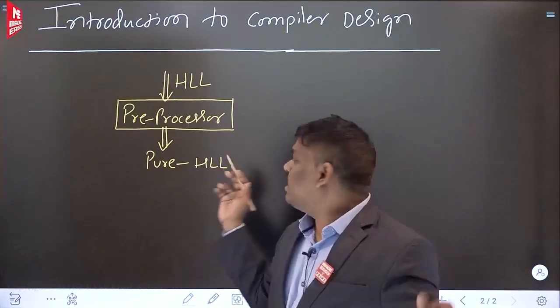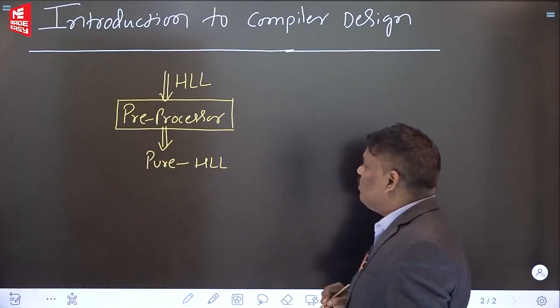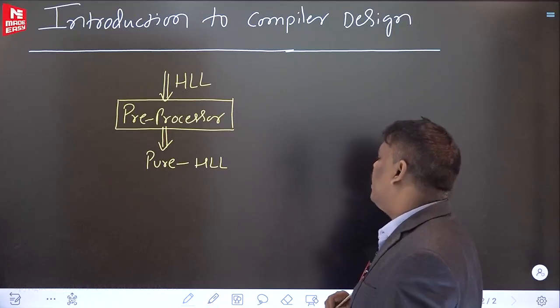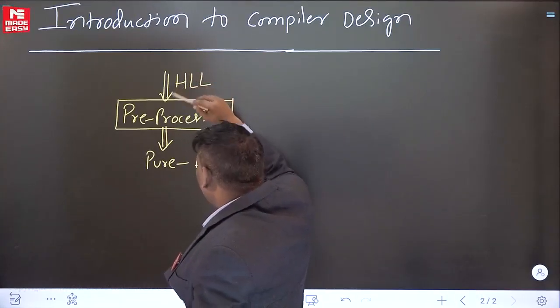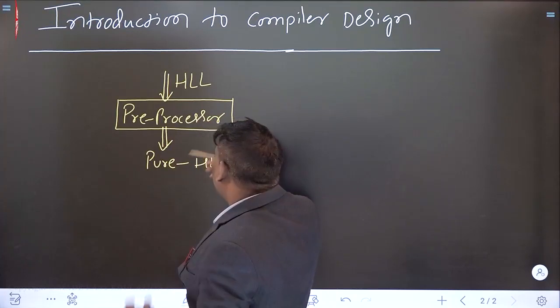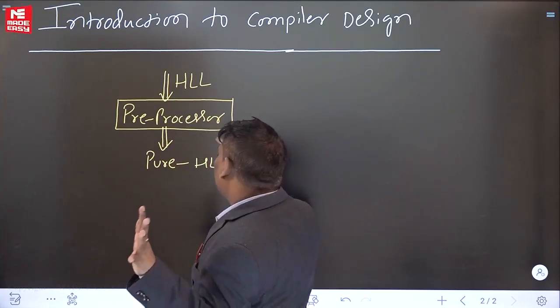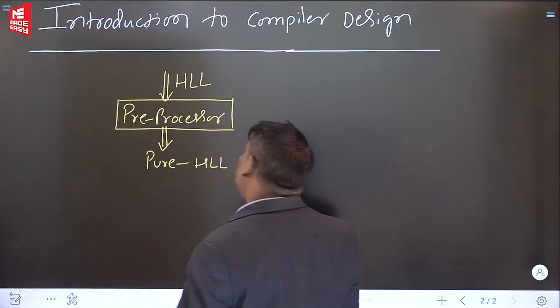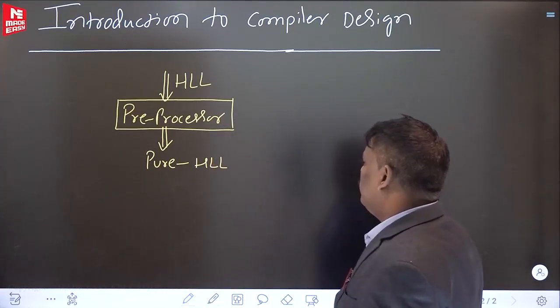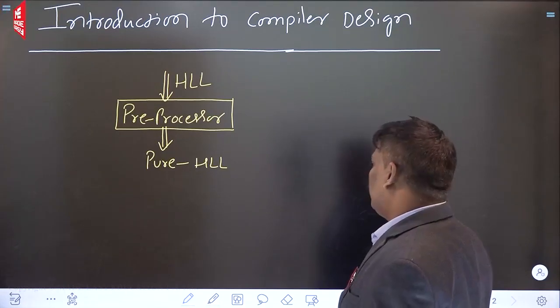Please be careful. Can I help you now? Preprocessor input, high-level language; output, pure high-level language. What is the meaning? In the high-level language, some shortcuts may be there. In pure high-level language, those shortcuts are not there. Not even one shortcut is there. He removed everything. All shortcuts he removed. Please be careful. I'm thinking you are okay.